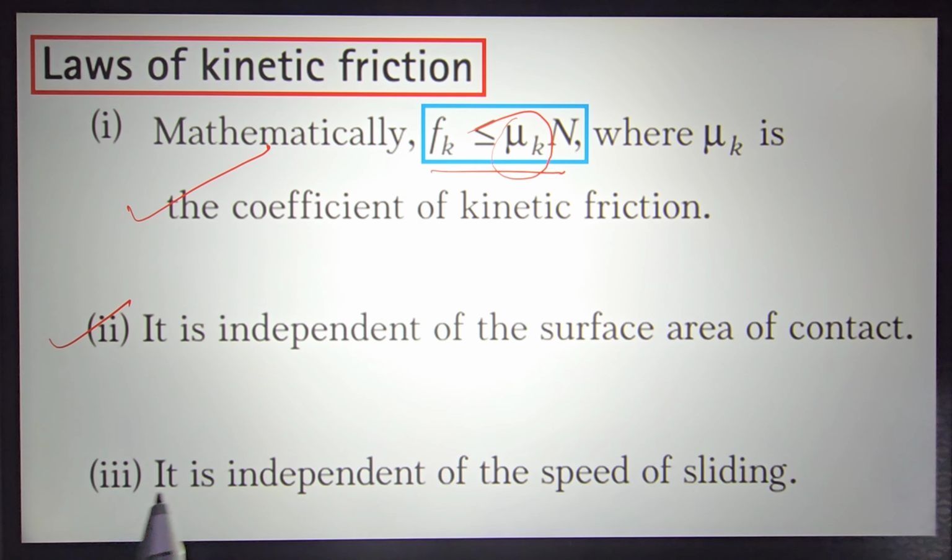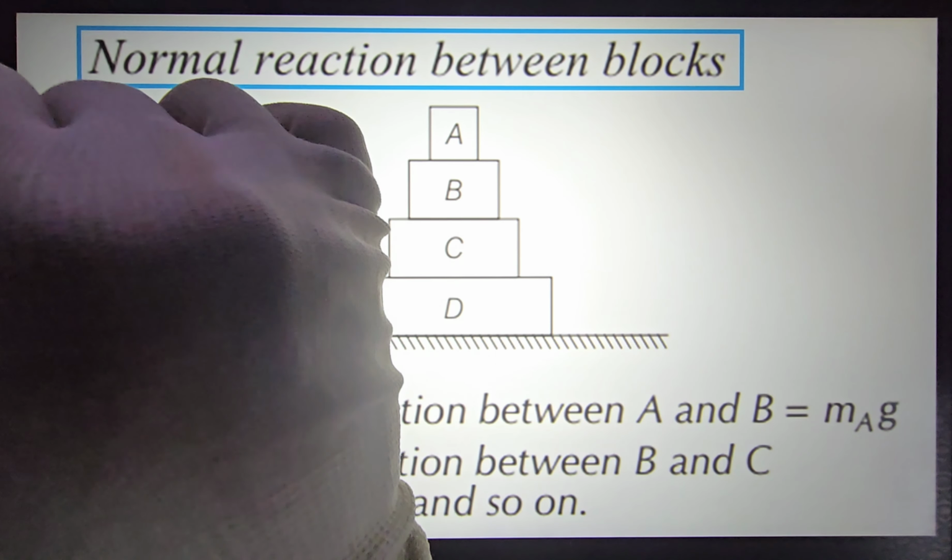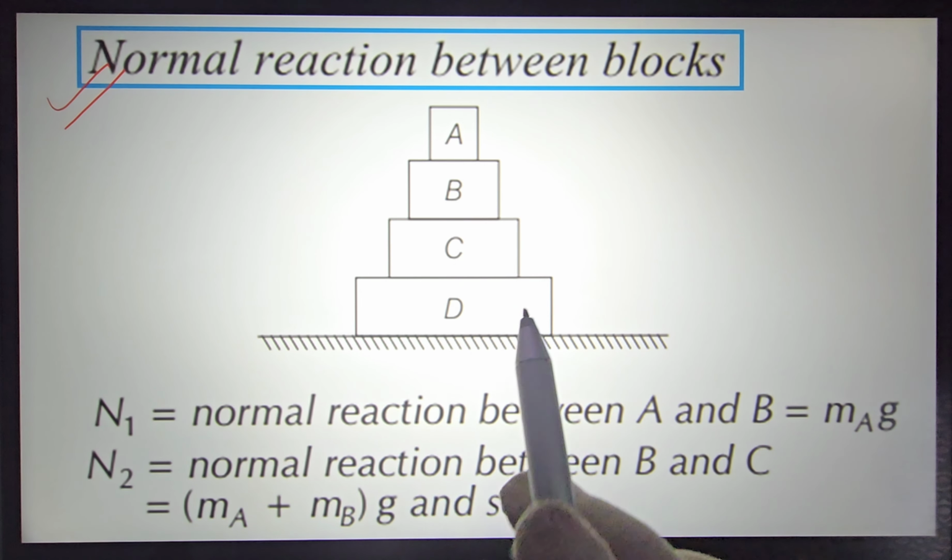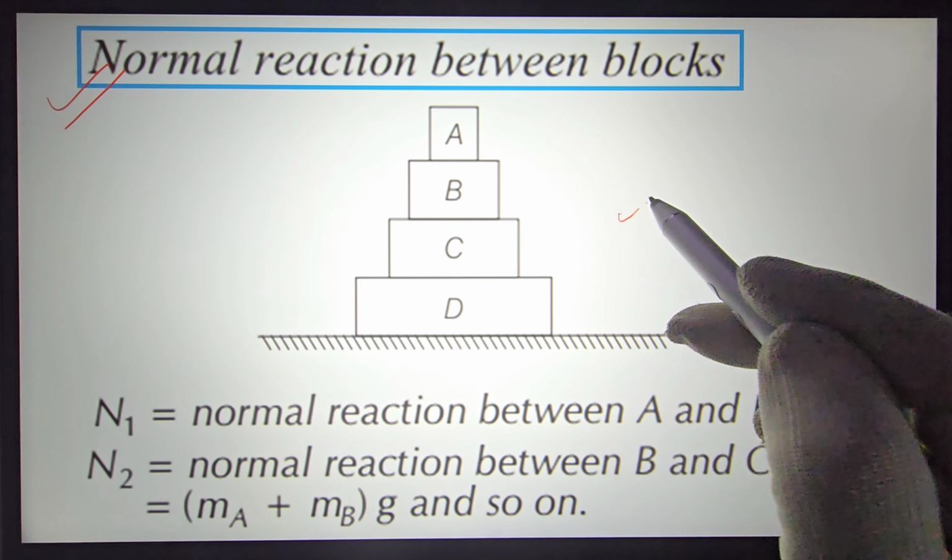And the second thing is it is independent of the surface area of contact. And finally, the third important point is it is independent of the speed of sliding, provided that the resulting heat does not alter the condition of the surface. So these are three important laws which govern friction. Now one thing we must remember whenever we study kinetic friction, we should know this particular important thing.